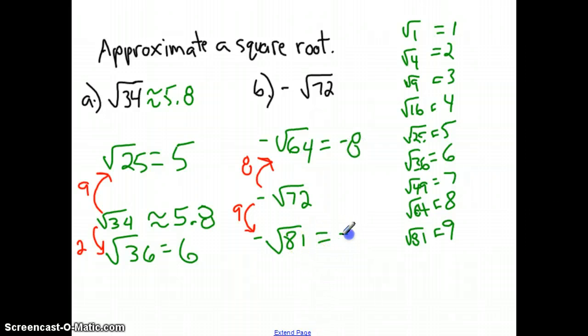Square root of 64 is negative 8, square root of 81 is negative 9. Again, we're going to approximate. We know it's in between 8 and 9. It's almost in the middle, but it's closer to the square root of 64 than it is the square root of 81. So I'm going to say it's a little less than halfway, so I might estimate that at negative 8.4 or 8.5 since it's almost in the middle. So I'm approximating this at negative 8.4.